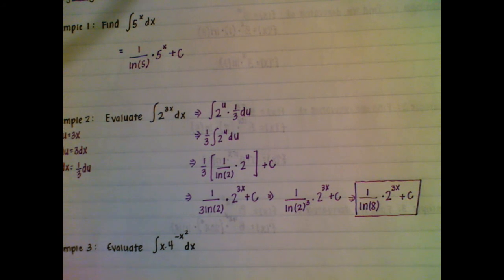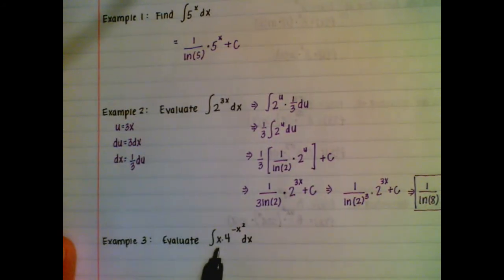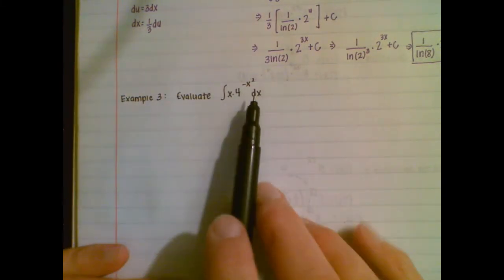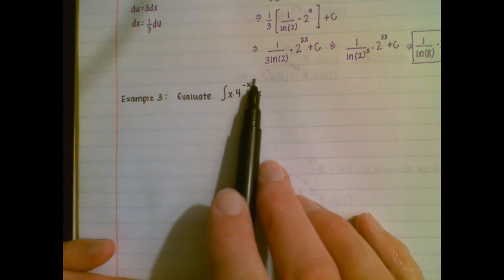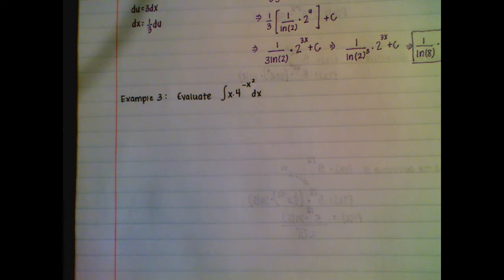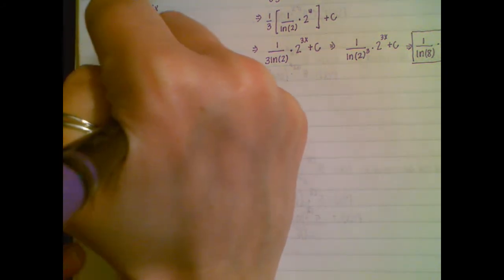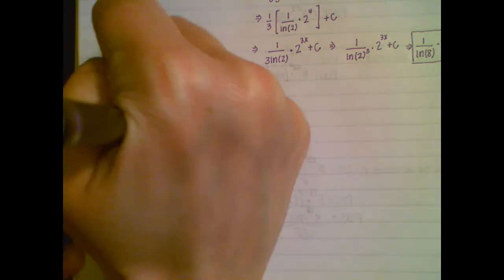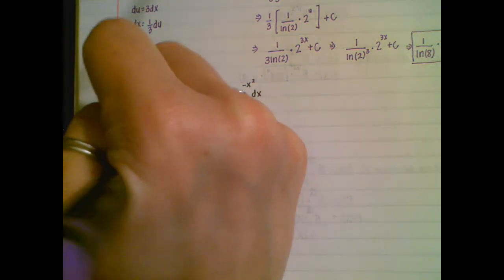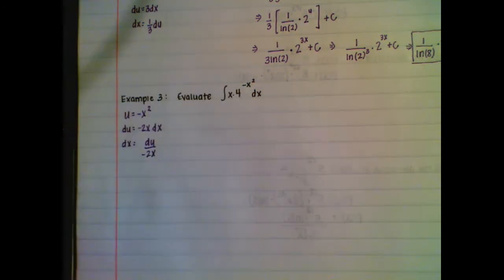Okay, so we'll do one more example. This one's got something with our base of 4 in this case, which you're probably thinking that we're definitely going to want to use substitution here. So if we think about setting u equal to our exponent, our derivative is definitely going to have something to do with that x. So I'll let my u be my exponent of negative x squared. My derivative du would be negative 2x dx. And that means that my dx is going to be du divided by negative 2x.